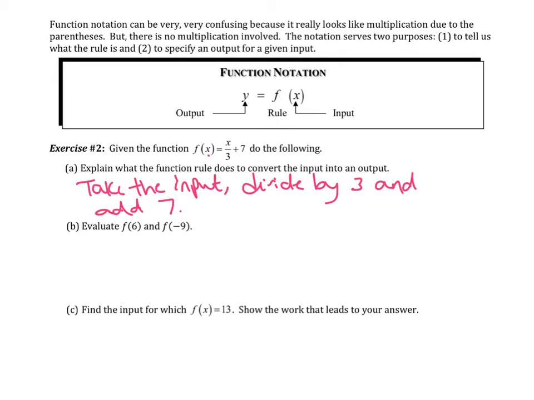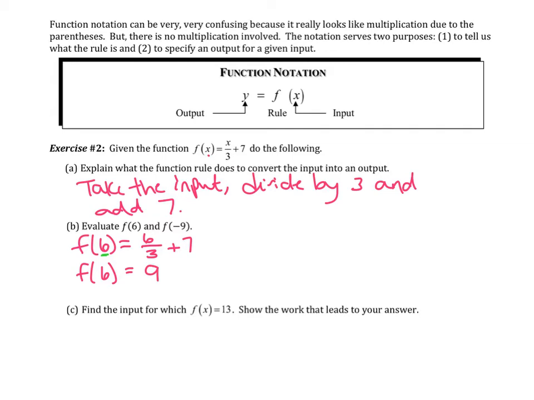Okay, so now let's evaluate f of 6 and f of negative 9 using this rule. So f of 6 equals exactly what our rule tells us to do. Take the input, which is the 6, divide by 3, and add 7. So 6 divided by 3 is 2, add 7, and you get 9. So f of 6 equals 9.